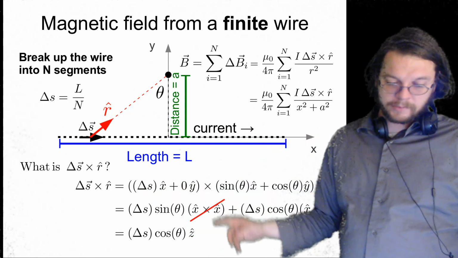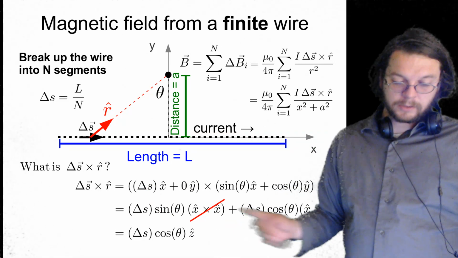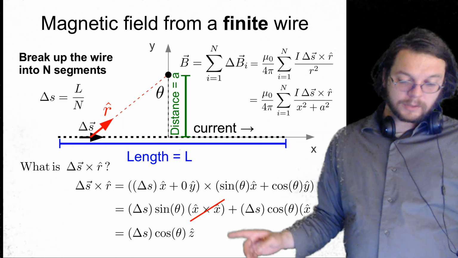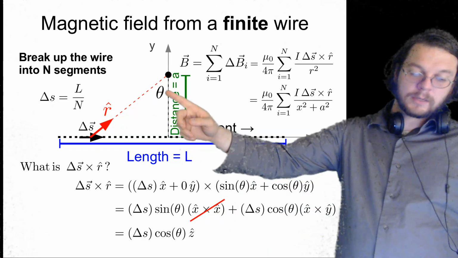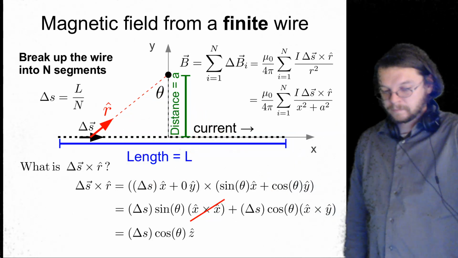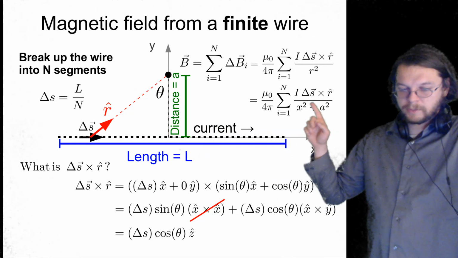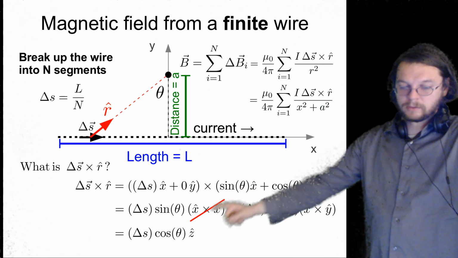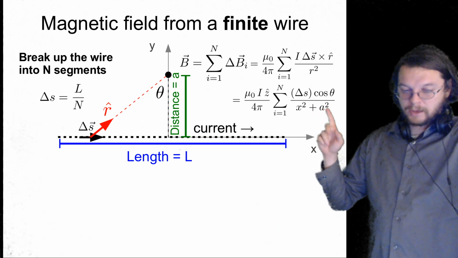Maybe there's another way of arriving at this conclusion. This is the way that I think about it. But anyway, this is what you get. And this theta is the theta here. And theta depends on exactly which chunk of current that we're talking about. So what we can do is we can replace this thing with the delta s cosine theta. So we end up with that.